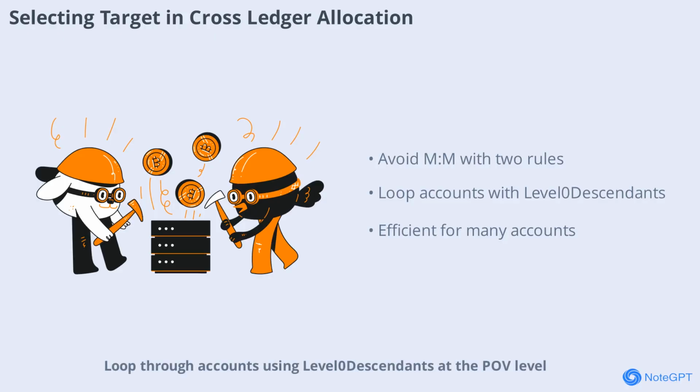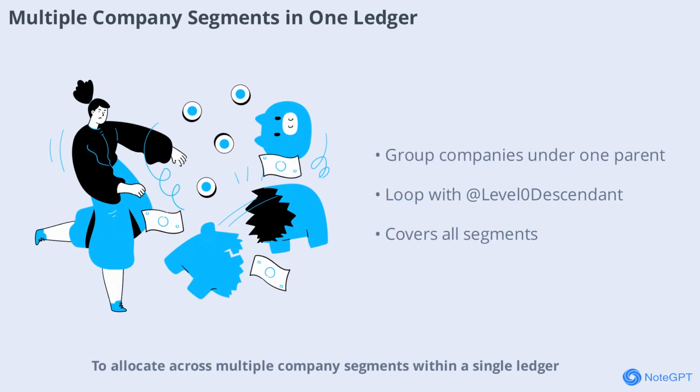Loop through accounts using level 0 descendants at the POV level. This method allows you to efficiently allocate balances across hundreds of accounts without specifying each one individually, simplifying the allocation process. Allocate across multiple company segments within a single ledger. Group all company values under one parent and use the level 0 descendant function at the POV level. This setup enables looping through all relevant company segments, ensuring comprehensive allocation coverage within the ledger.